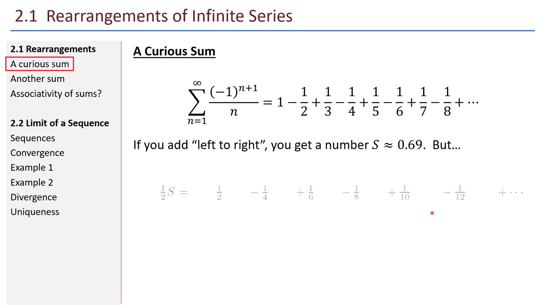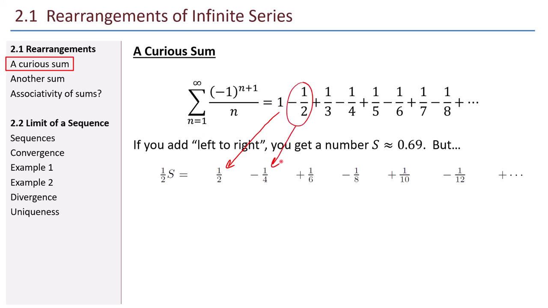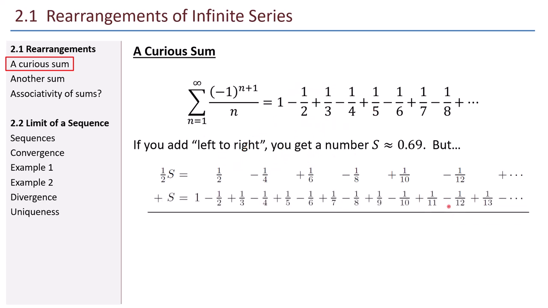But something funny happens. Let's imagine you take half of s. I just halve all the terms of the series. So 1 becomes 1 half. The minus 1 half turns into a negative 1/4. The plus a third is plus a sixth. The minus a fourth is minus an eighth, and so on. So I can take half of that sum, and then we will add s to it.